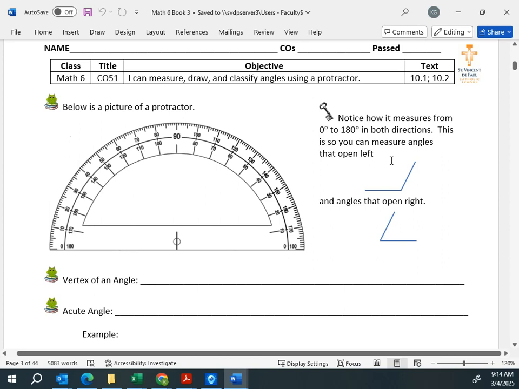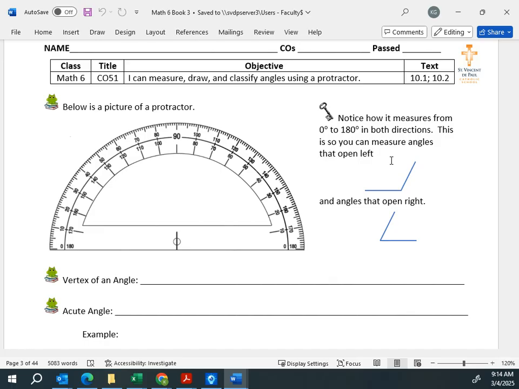Good morning. Today we are starting our book 3. That's going to take us through our third trimester. Our next unit is going to be working with angles and triangles and different shapes and how we figure out those measurements. Today's is CO51. I can measure, draw, and classify angles using a protractor.